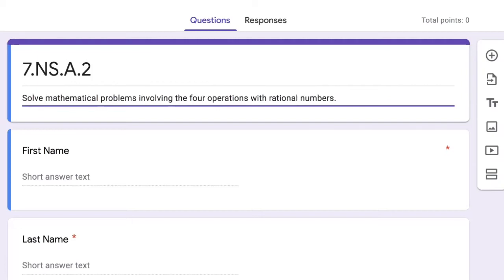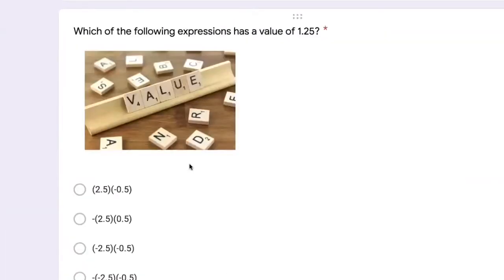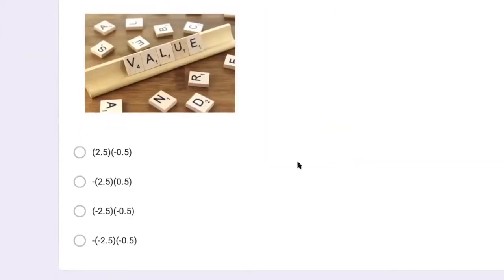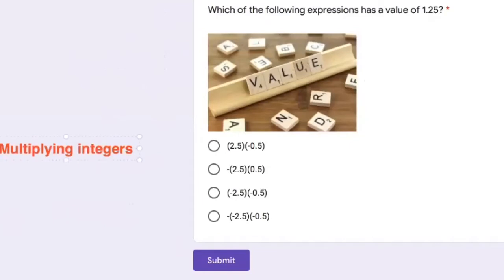In this problem, we will solve a mathematical problem involving rational numbers and multiplication. Which of the following expressions has a value of 1 and 25 hundredths? To solve this problem, we need to know the rules for multiplying integers.